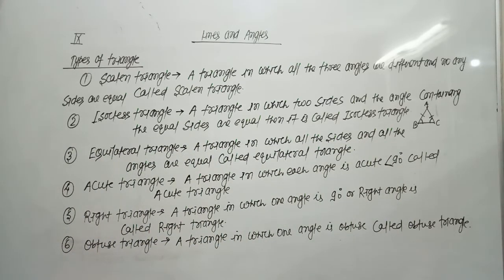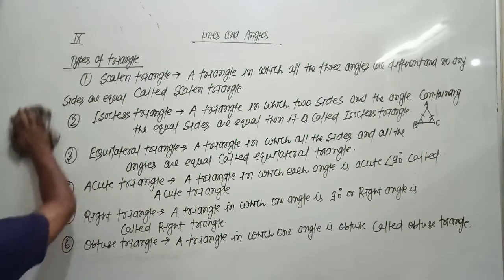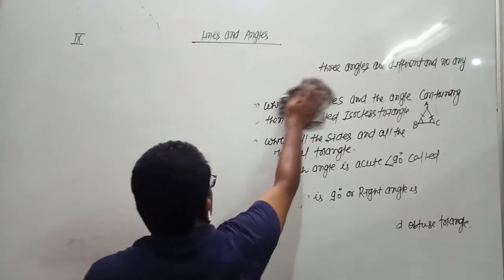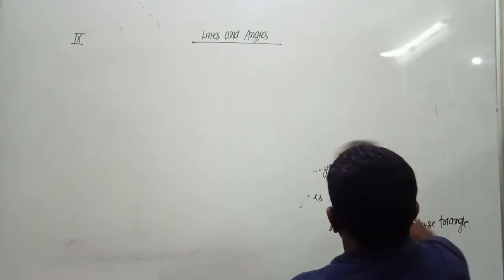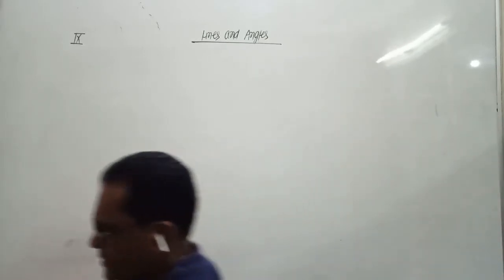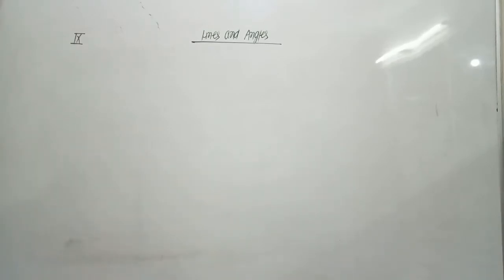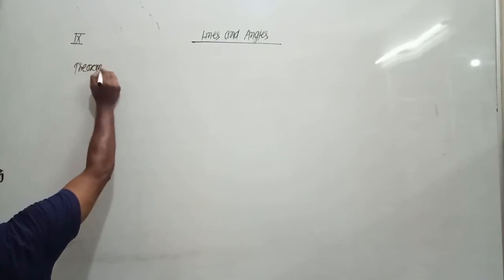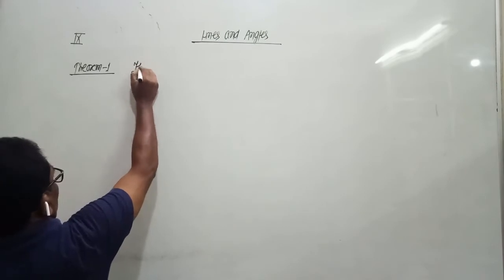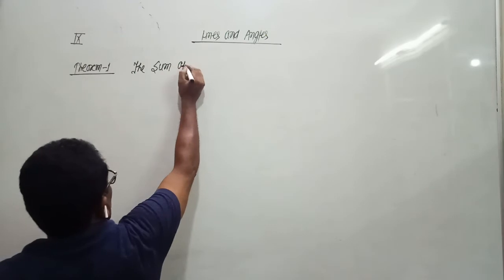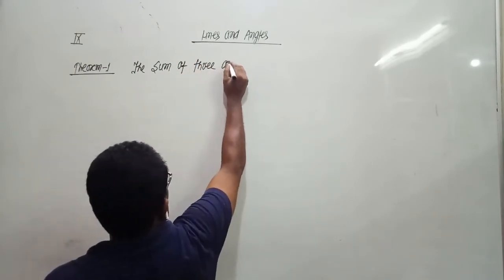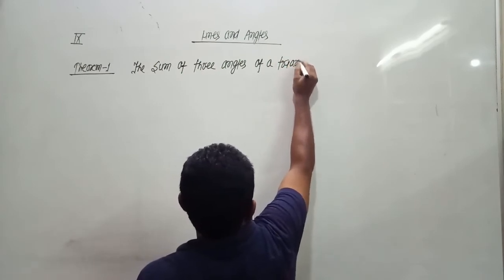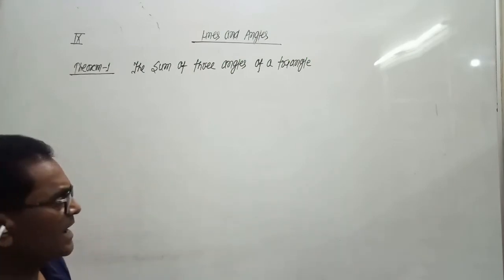Now we prove an important theorem. Theorem number 1: the sum of three angles of a triangle is 180 degrees.